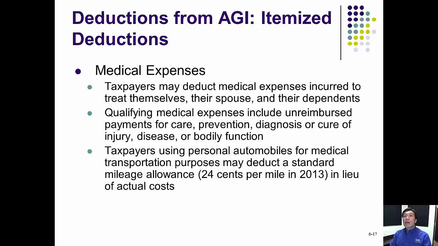Especially, these are itemized deductions or standard deductions. Because standard deductions are quite simple and straightforward, we will focus our discussion on the deductions from AGI for itemized deductions. Itemized deductions are reported on Schedule A of Form 1040. One item of these itemized deductions will be medical expenses. For this one, you can reference example 6-10 on page 6-14.